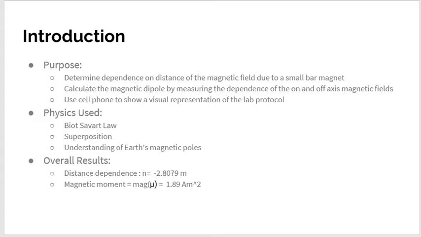Overall, I found that the distance dependence of the magnetic field is equal to negative 2.8079, and the magnitude of mu being 1.89 ampere meters squared.